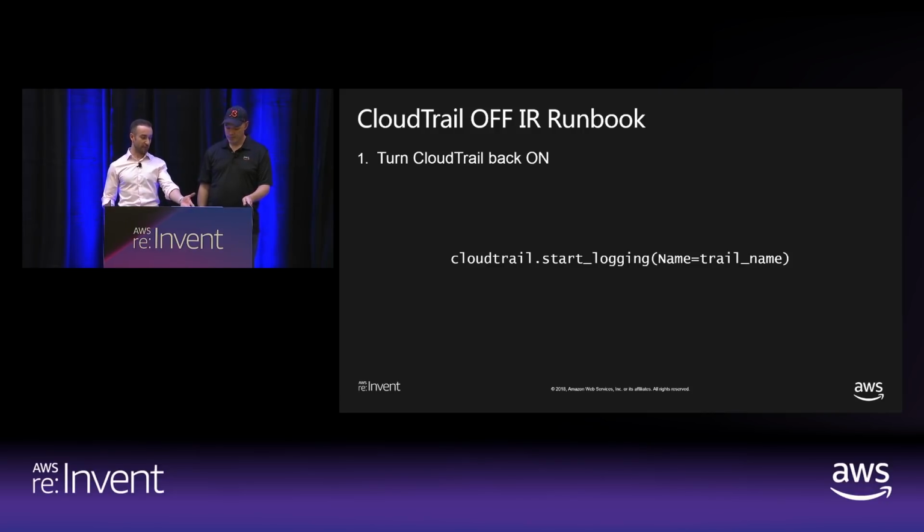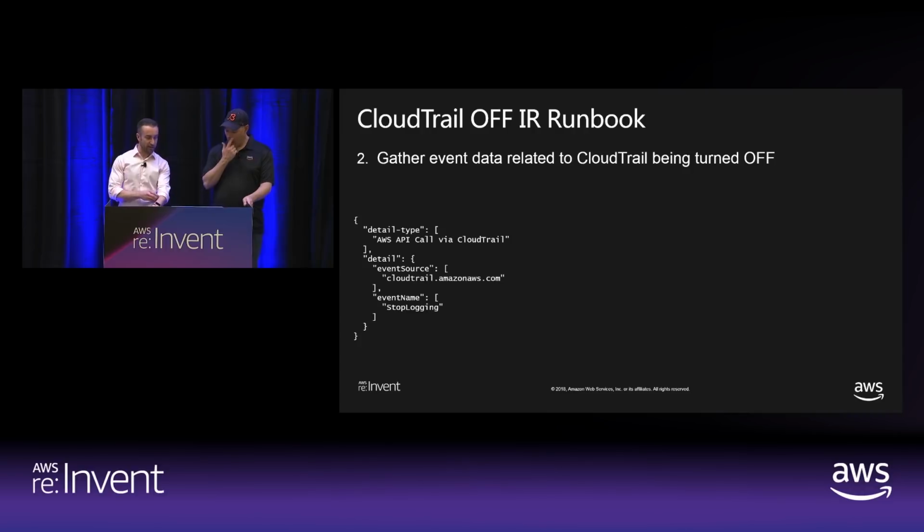And in this case, I'm using a Lambda function written in Python, which just says CloudTrail start logging and get the trail name. So for the next piece, which is about gathering evidence, actually those happen simultaneously with CloudWatch events. When the actual CloudTrail gets turned off and that API call fires, you're actually going to get a wealth of information that comes out of that event.